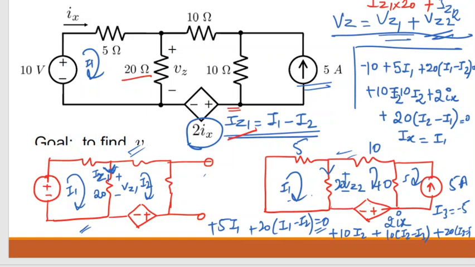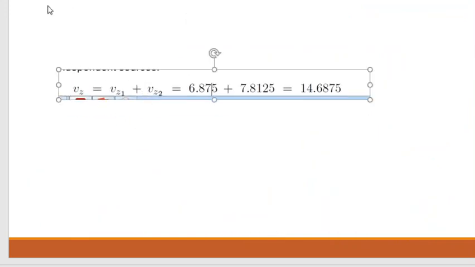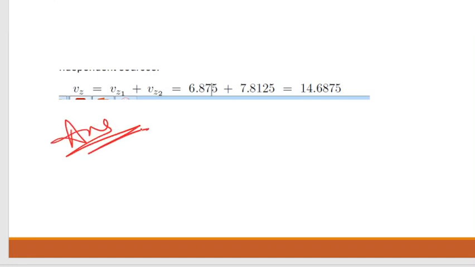So after solving, I am telling you the final answer, that is VZ1. You will get it as 6.875, and VZ2 you will get it as 7.8125. Okay, this is your final answer. Understood?